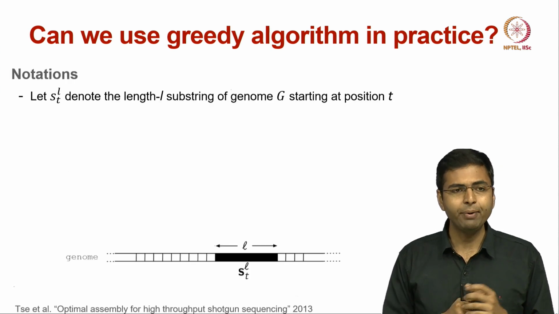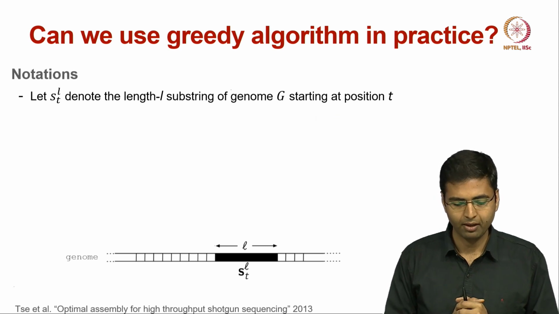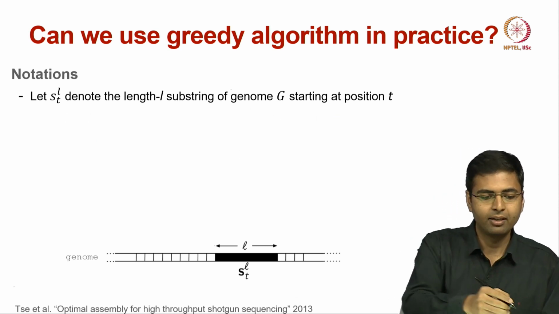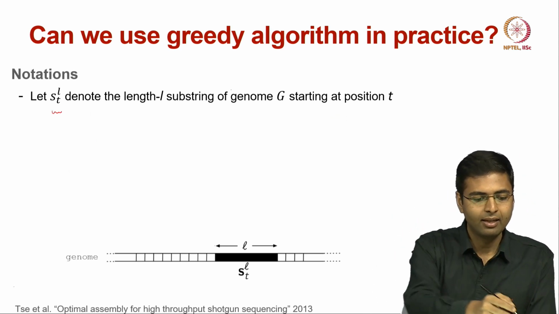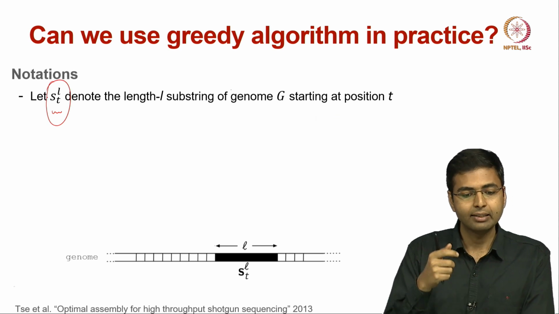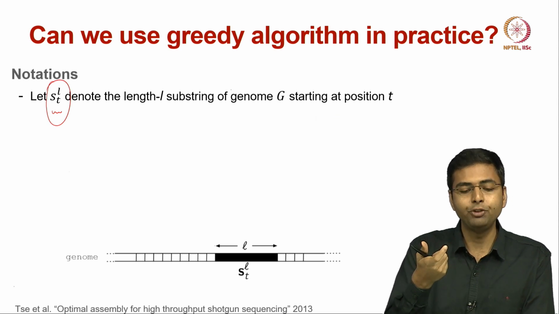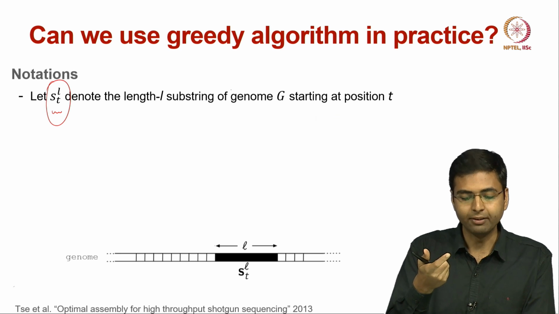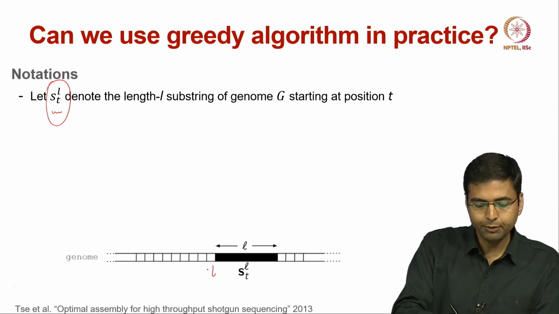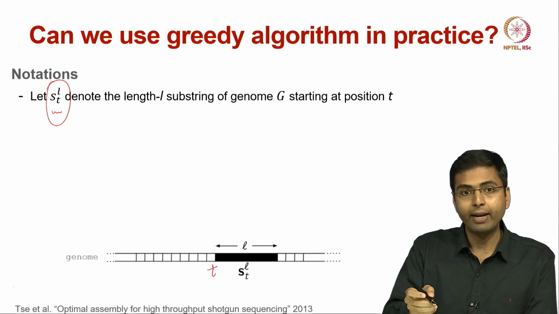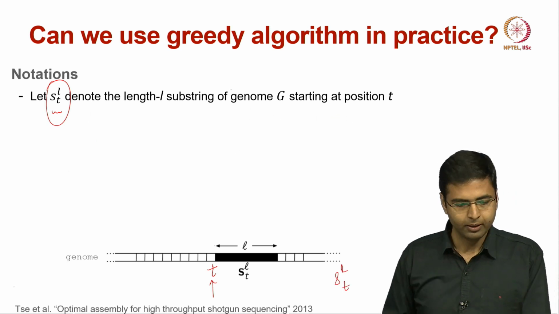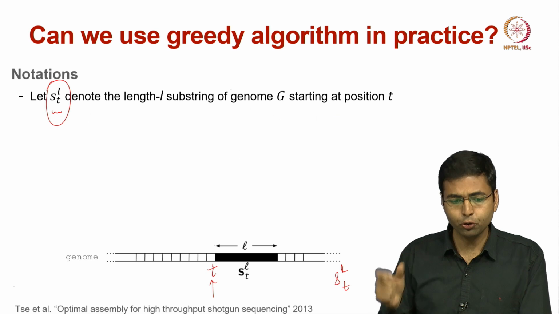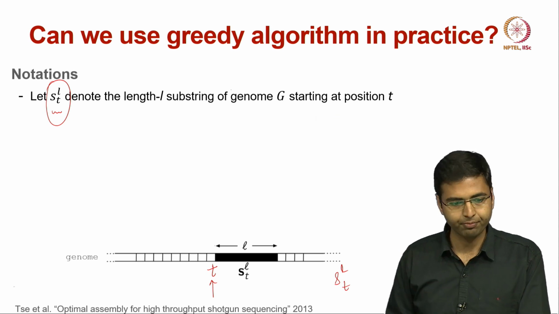So for proving that, let me give you some notation. Let me denote S subscript T superscript L as the length L substring of genome G starting at position T. So let us say this is position T and this is a substring of length L starting at position T, and I am denoting this as S_T^L. So this is a simple notation to denote a substring of the genome sequence G.